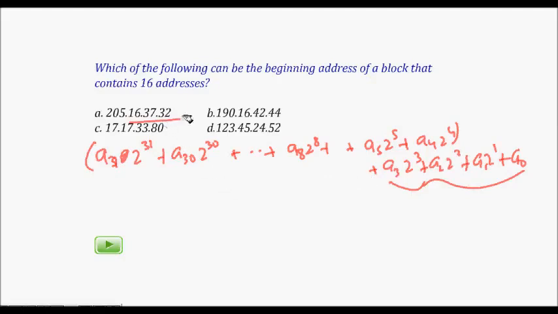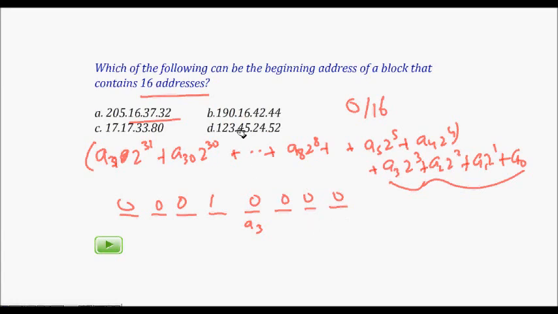We just need to check the last part. So this is 2 to the power of 5 in your last 8 bits. So 0, 1, 2, 3, 4: 2 to the power of 5 is 1, the rest of them are zeros. Till A3 we had to check, so all are zeros. So this number is divisible by 16 because 0 is divisible by 16. So this can be the first address of a network with block size 16.